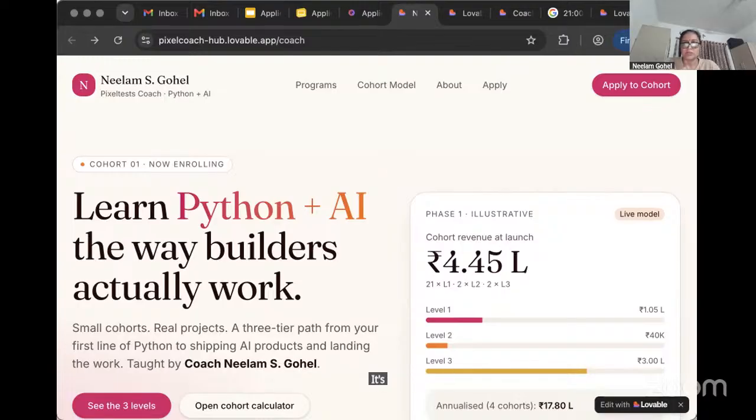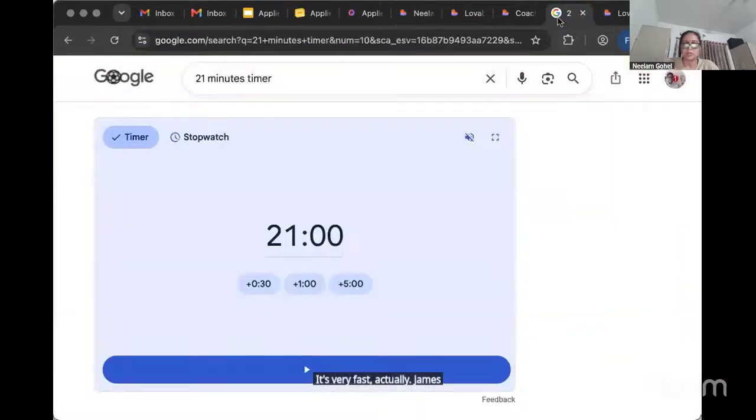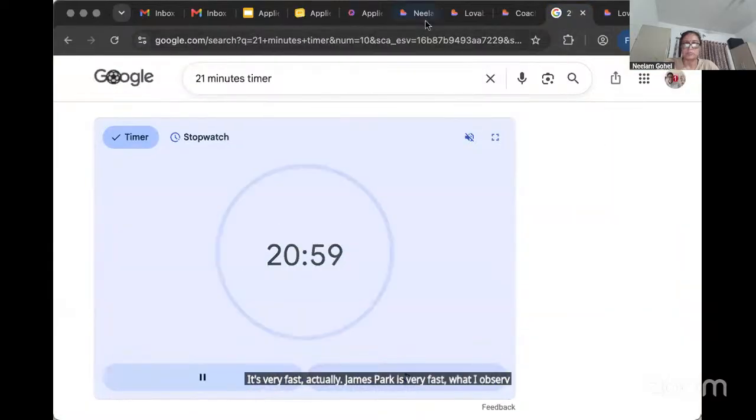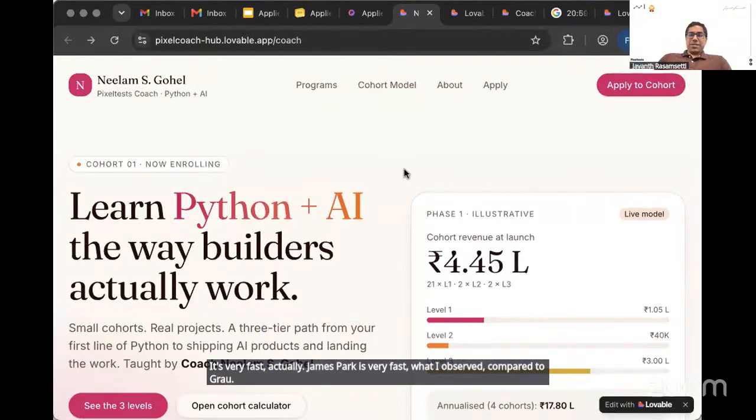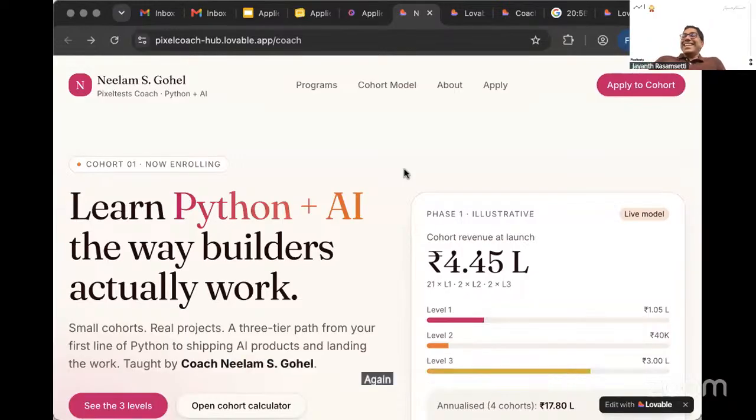It's very fast actually. GenSpark is very fast. What I observed compared to Grok. Good, good. Again, and why invest in gold right now and not later?